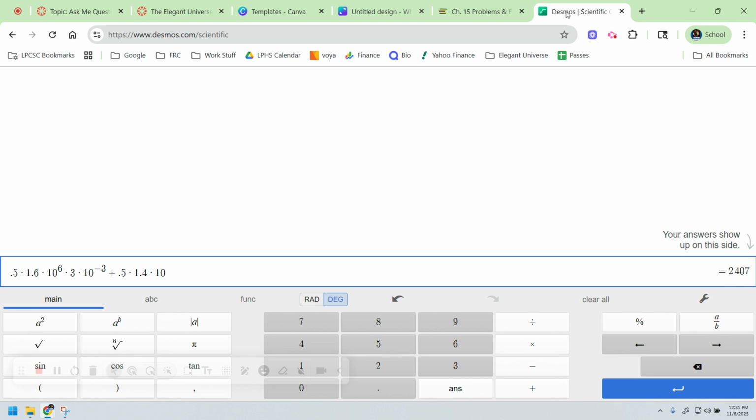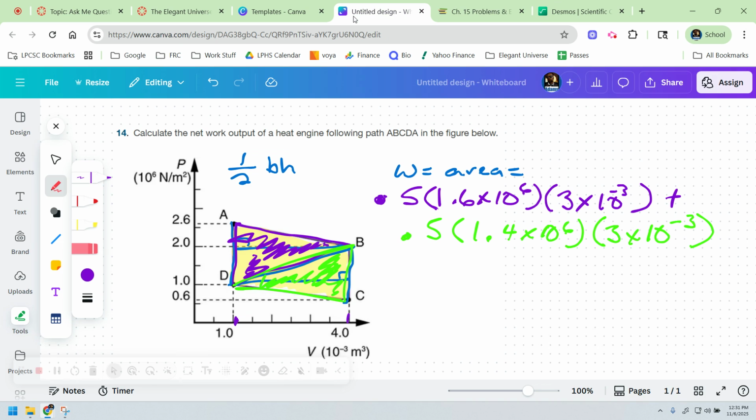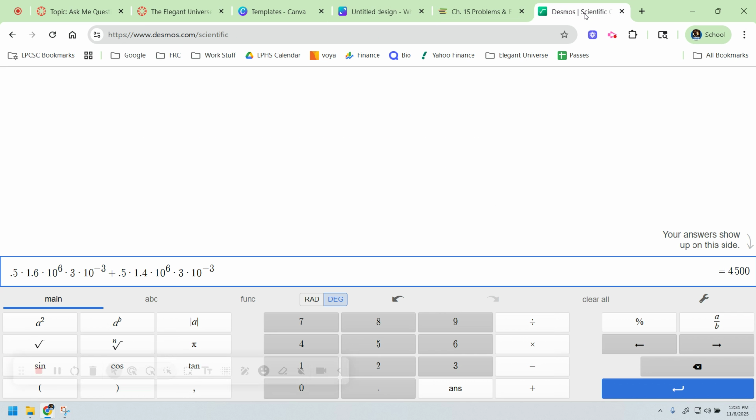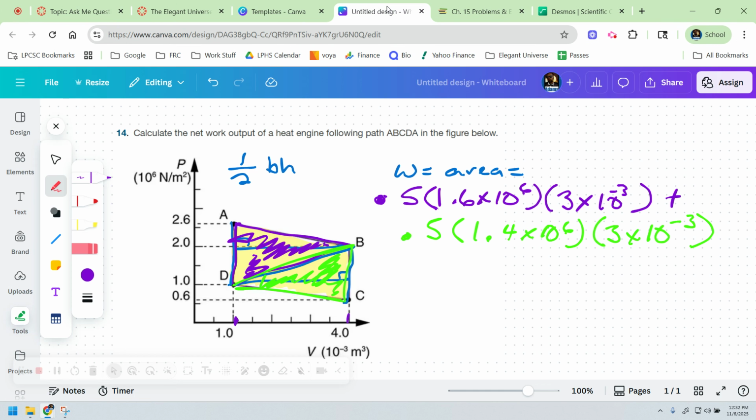So raised to the 6th times 3 times 10 to the negative 3. All right, so I think I've got everything correct. Let me just double check. 1.4, 1.6. So I think that's right. Yeah, that's the right answer. So it's 4,500 joules. And that's it.